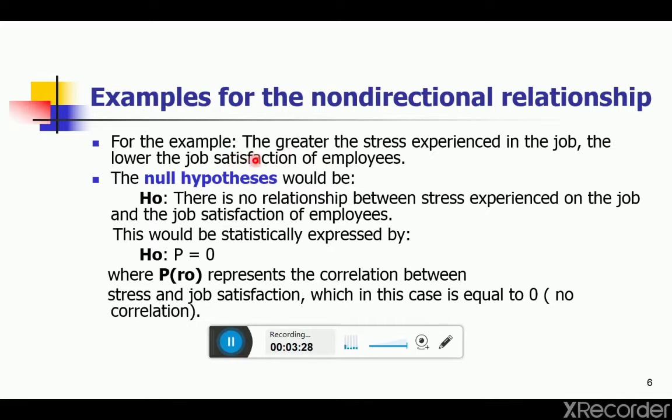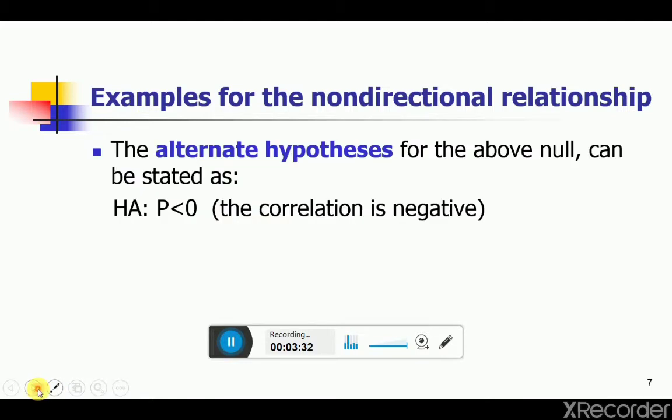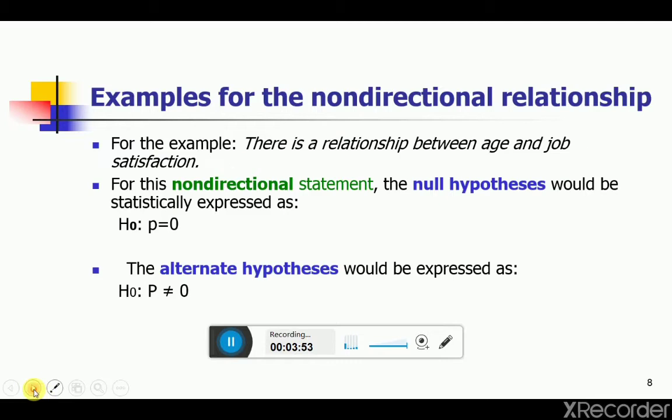One variable is increasing, another variable is decreasing. So therefore they are inversely related: there is a negative relationship between the two variables, stress and job satisfaction. So therefore I am stating here that rho is less than zero. If rho is greater than zero, it means that yes, again there is a relationship, but that relationship is positive between the two variables.